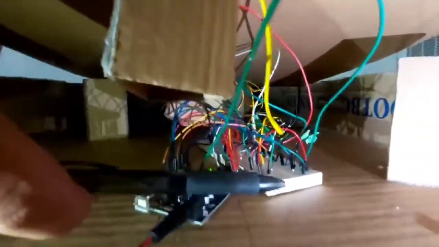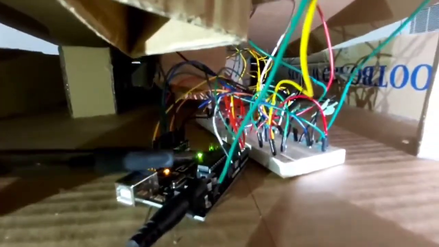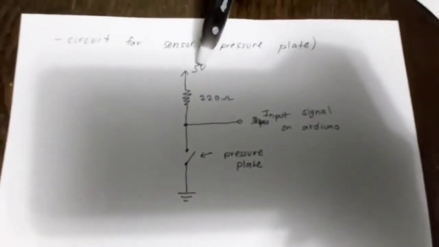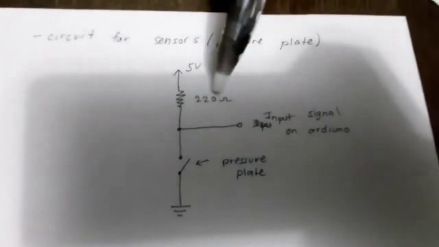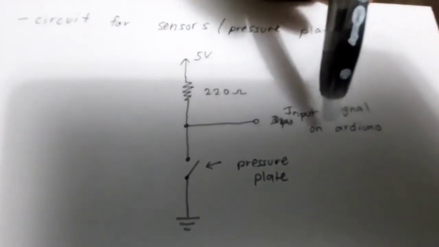And this is a close-up of our circuitry, which is shown right here. This is Arduino and this is a breadboard, and a final schematic of our circuitry would be shown in our final lab report. Also, I would like to show you the circuitry of our sensor system, where we have a 5-volt current coming in from the Arduino and a 220 ohm resistor connected to it, and that is connected to an input signal which is connected to the Arduino.